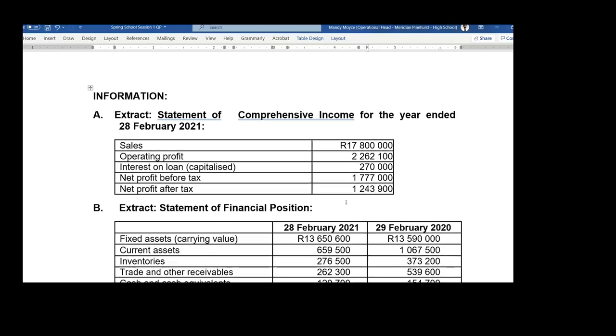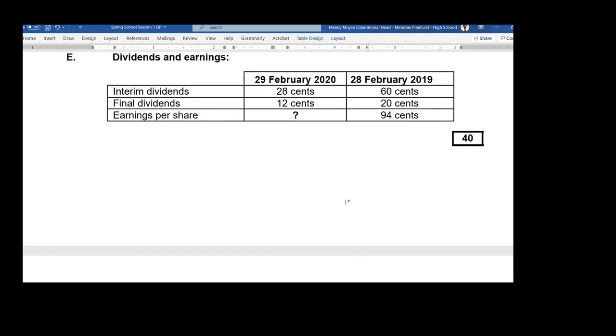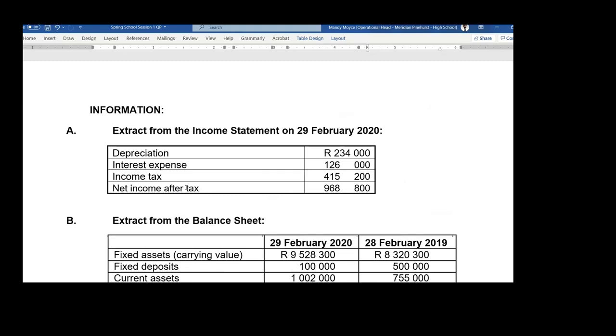What do I have? Oops, that's activity 2. Sorry. There we go. There I have depreciation. Please write that in. Depreciation, 234,000. There I have it. It's given. Okay, I'm filling in my puzzle now. I'm finding my puzzle pieces. Right? So that's what I have.